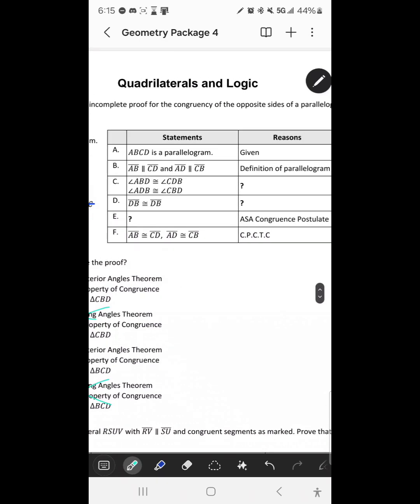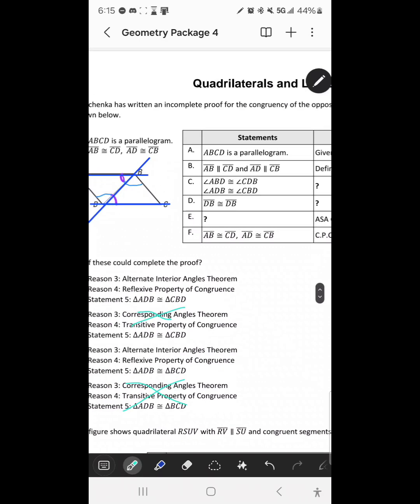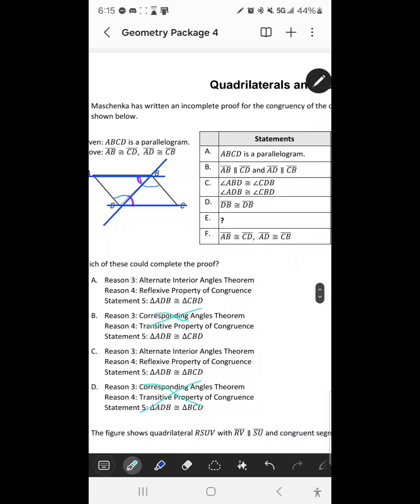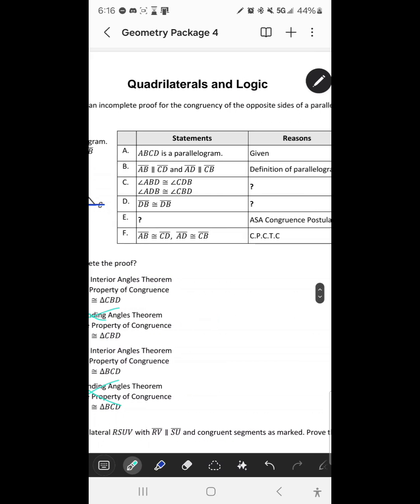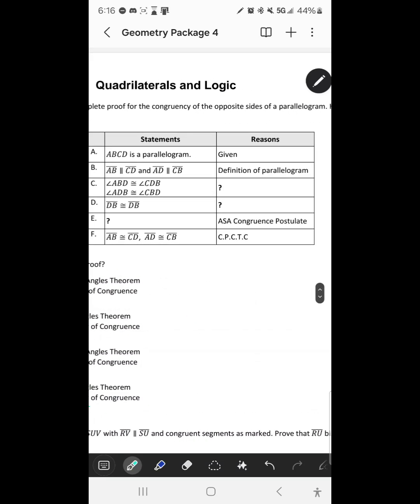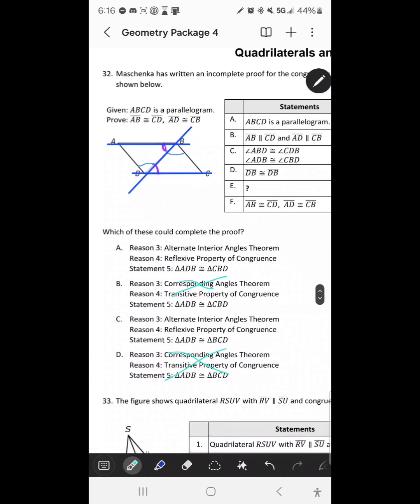Now I'm going to look at the other one. We have DB equal to DB. So this is obviously the reflexive property, because it's the same side, just reflected over itself. So we are left with the same two options we had before. And now we're looking for ASA congruence.